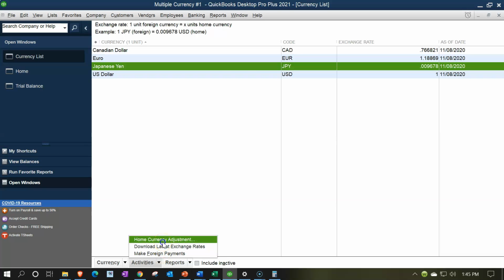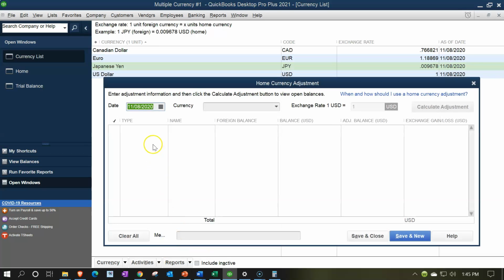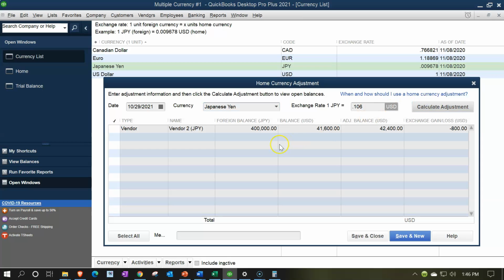So I want you to make an adjusting entry, and I'm going to say make it as of, we said 10/29, so I'm going to say 10/29 to 1, and we want to do it for the yen. So do it for the yen at the 1.106. That's correct. Let's do the calculation. So there we have it.